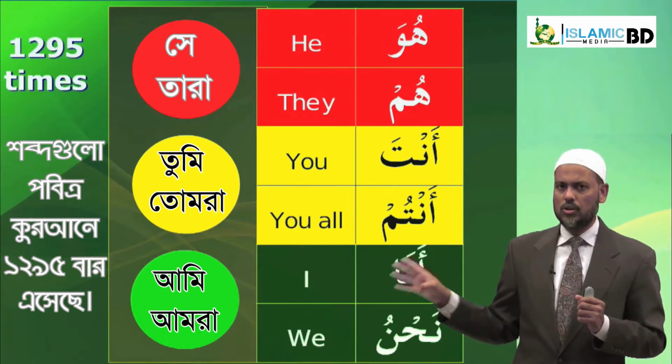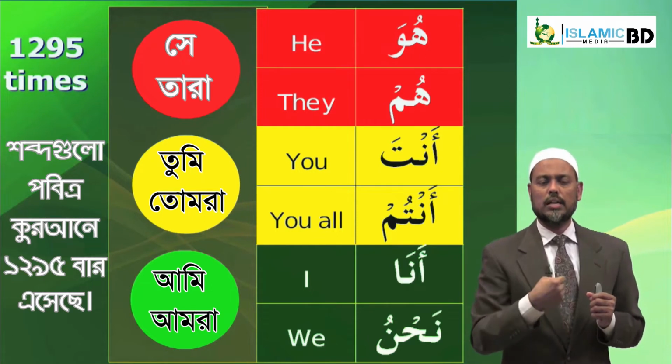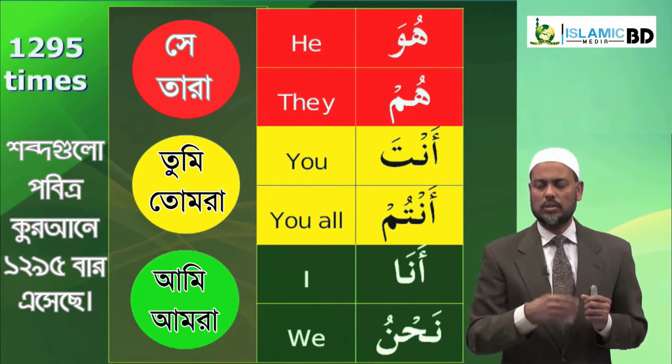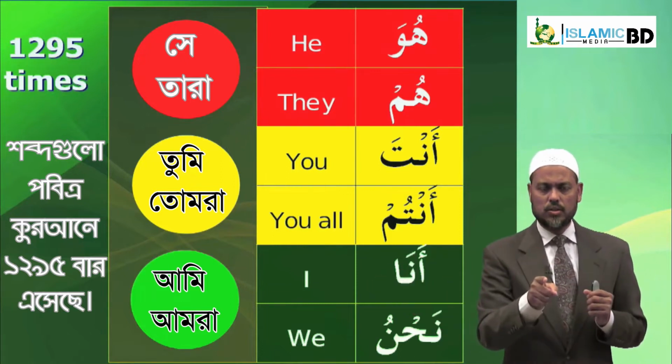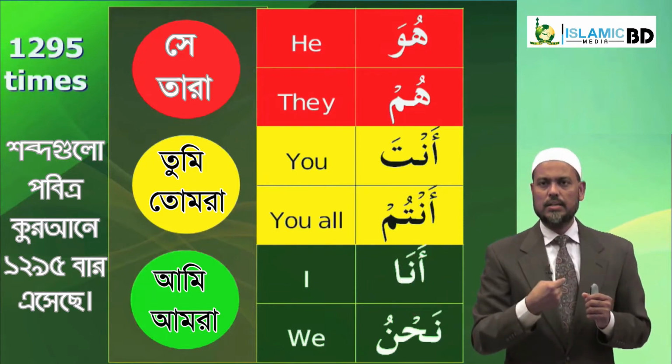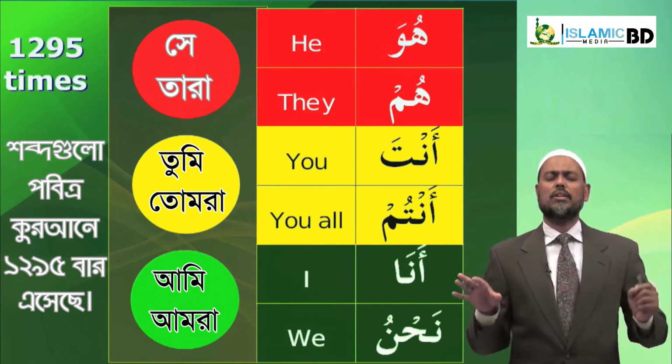Huwa, He. Hum, They. Anta, You. Antum, You all. Ana, I. Nahnu, We. Last time. Huwa, He. Hum, They. Anta, You. Antum, You all. Ana, I. Nahnu, We. MashaAllah, now we have learned what they mean.